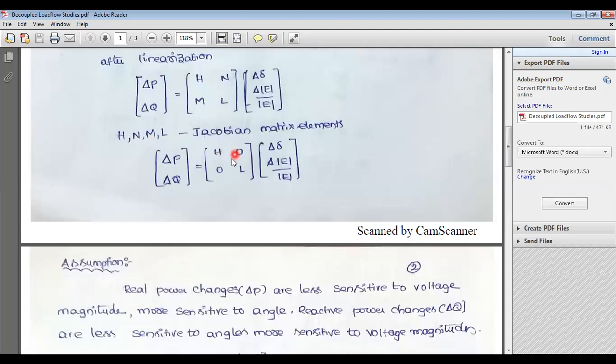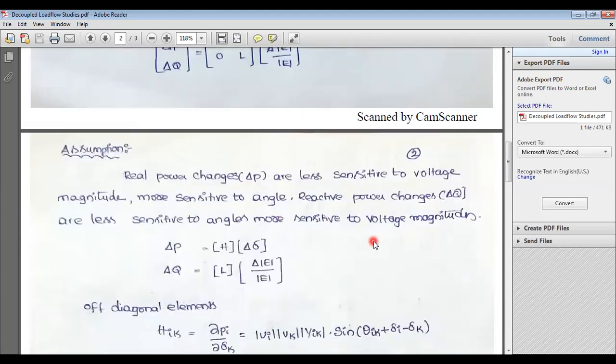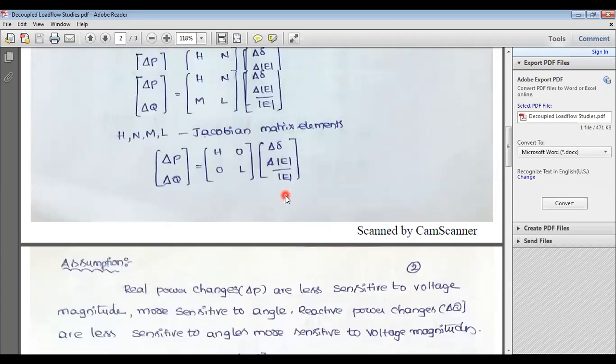Here you are directly getting delta P is equal to H into delta delta, and delta Q is equal to L into delta V by V, right? Just now I told you that the N and M submatrices are equal to 0. How am I assuming those are negligibly small? Suppose you consider the real power change, delta P. That depends on the load angle, but is comparatively less sensitive to voltage variations.